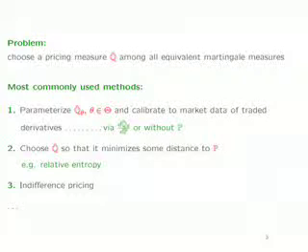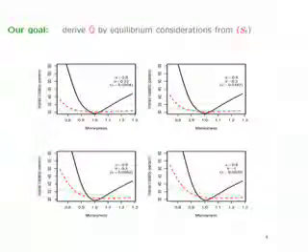A bit more theoretical approach would be to choose the pricing measure so that it minimizes some distance to P. This could be relative entropy, some divergence functional, so any statistical distance of Q to P. And the third approach, which is commonly popular in mathematical finance, is indifference pricing. What I want to do here is derive the Q by equilibrium considerations from the underlying asset price S.